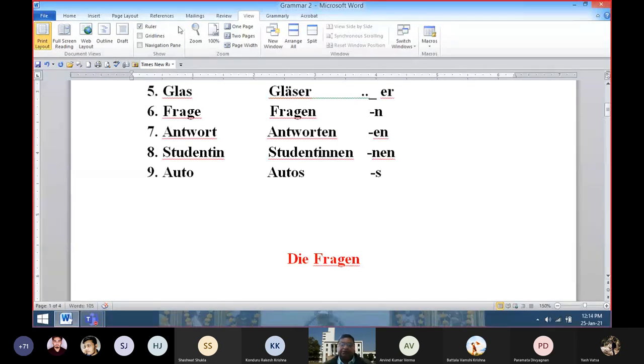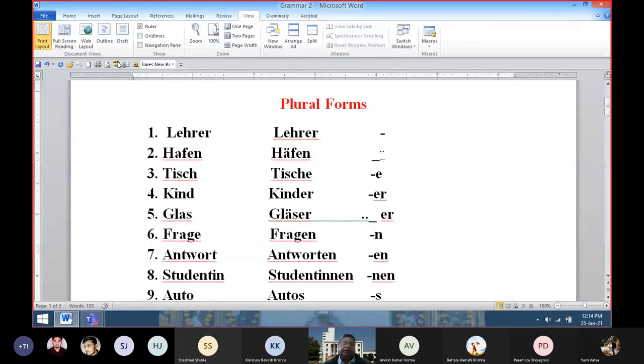So this is the way one has to remember the words whenever you are learning words. Simply the meaning of the word is not enough. Each and every word should be learned with its gender, whether that noun is a masculine noun, feminine noun or neuter noun, and what will be the plural ending.